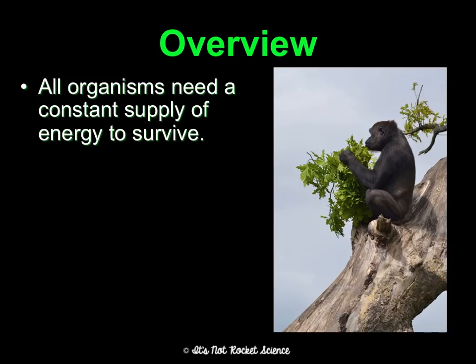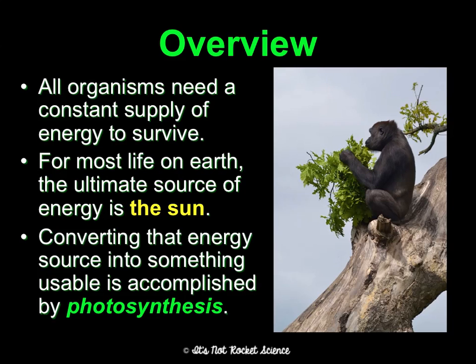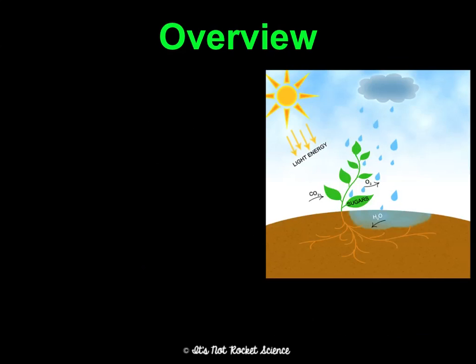So, overview. Remember, all organisms need a constant supply of energy in order to survive. And for most life on Earth, the ultimate source of energy is the sun. The only life for which that wouldn't be the case is those that do chemosynthesis, which we mentioned in energy flow. Now, converting energy from the sun into something that is usable is accomplished by photosynthesis. And we'll talk about why plants are able to do this and we can't in a minute too. So here's kind of the overview.